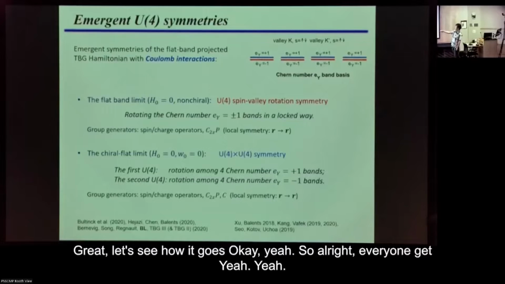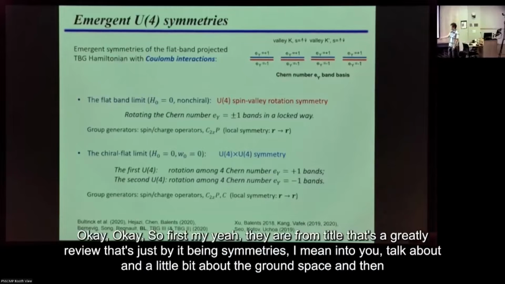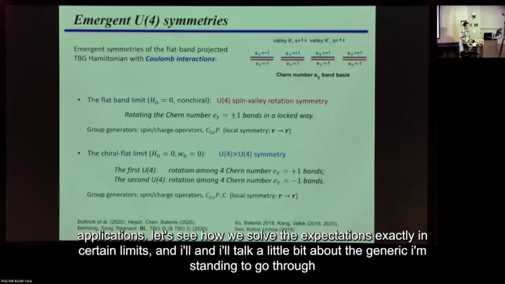Here, the additional symmetry operator is this chiral symmetry C. Again, it anti-commutes with the single particle Hamiltonian, so you have to use the flat limit. But then it's also a local operator. And here, these two U4s are pretty intuitive. The first U4 is just any rotation among the 4 Chern number plus 1 bands, and the second U4 is any rotation within the 4 Chern number minus 1 bands.